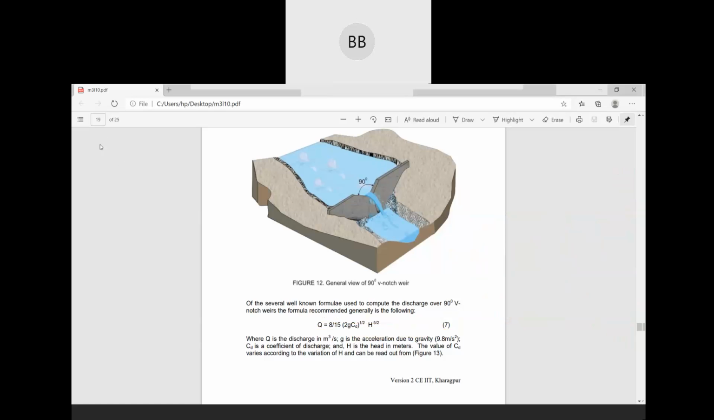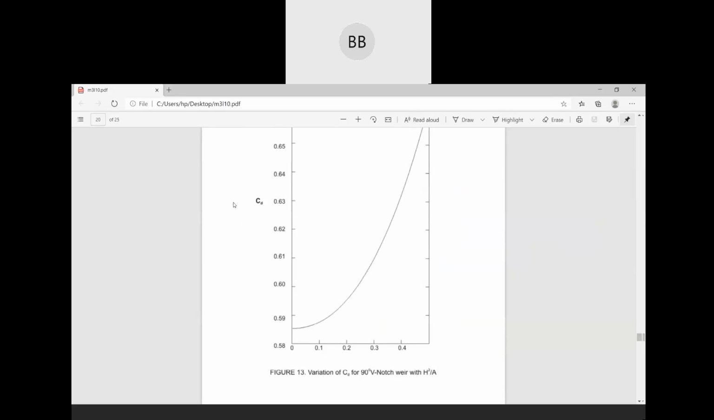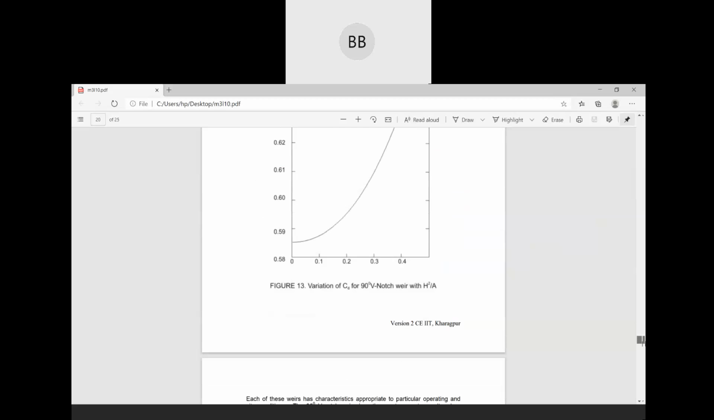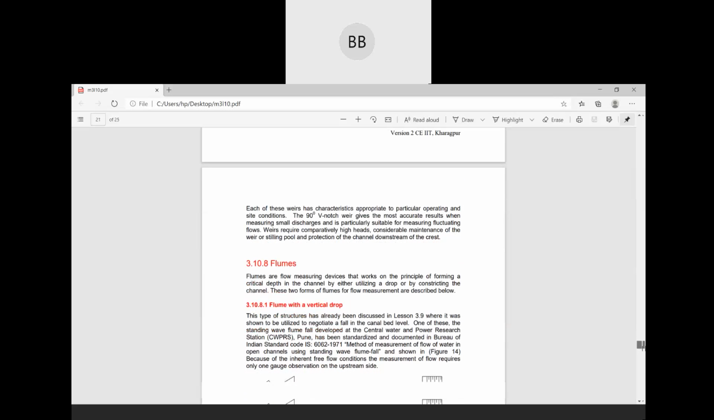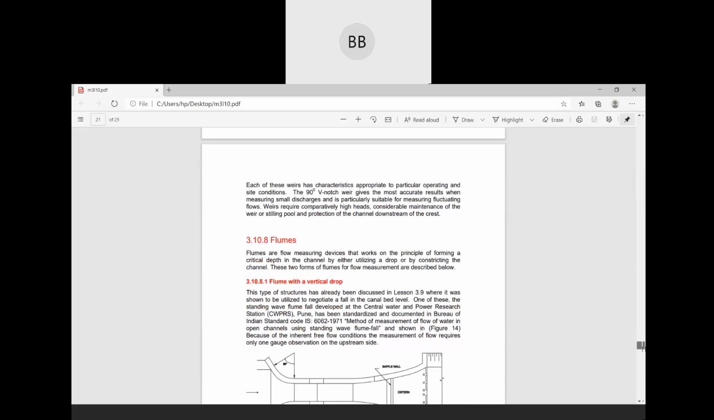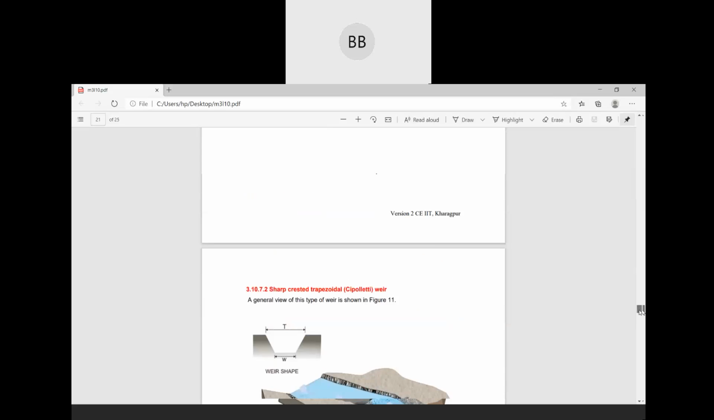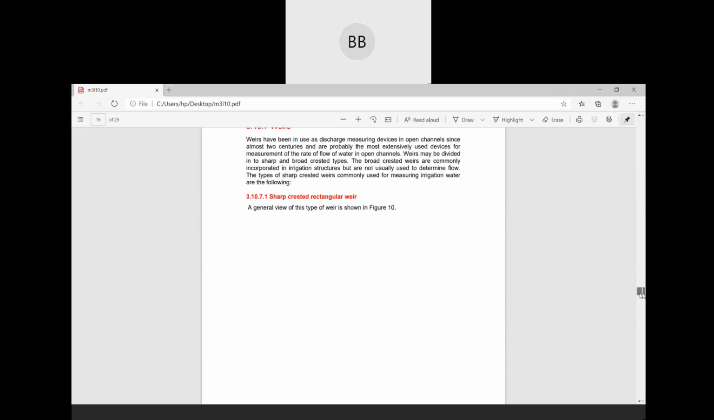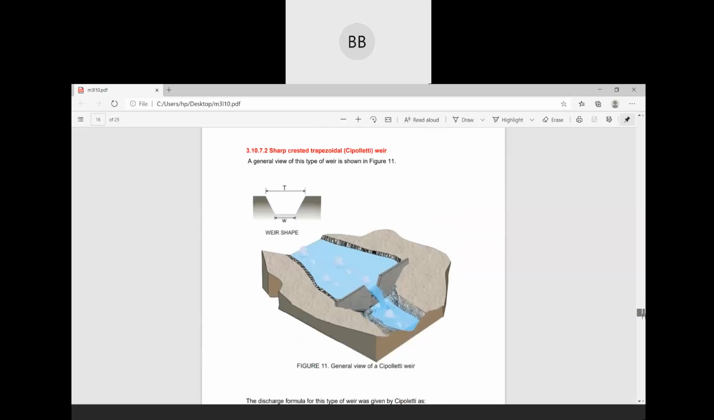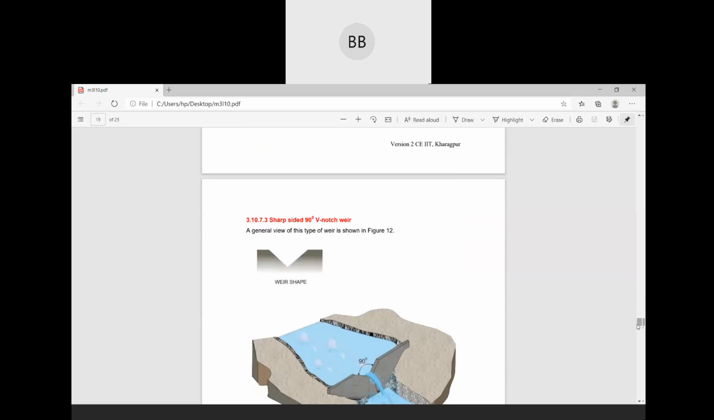So next again, this is nothing but the variation of Cd with H square by A. A is the cross sectional area. So these are the sharp crested weirs. I suggest you follow that book, R.K. Bansal, for details of those notches and weirs.